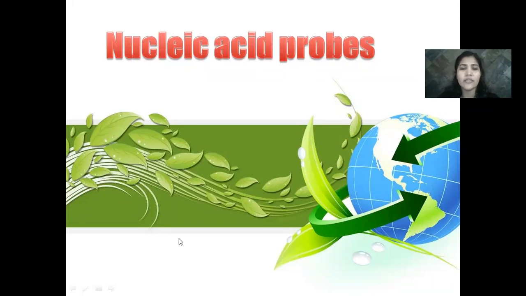Yes, yes, Soumya, very correct. It's a small sequence of nucleotide bases which are labeled. Okay, so the definition is correct. Correct. The only thing is that yes, the small sequence of nucleotide bases which are labeled.